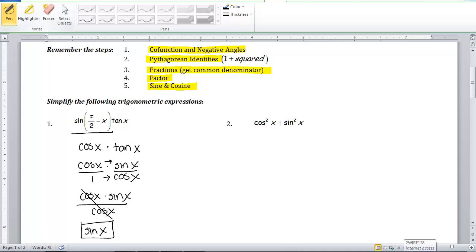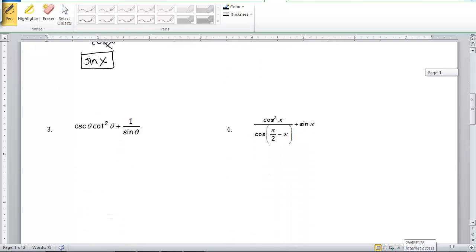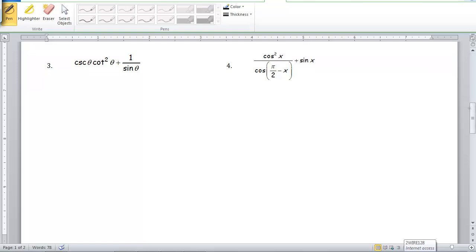Now let's look at number 2. There is no co-function or negative angles. But if I look, there are two terms. They are squared. This is actually our original Pythagorean identity, and therefore simplifies to a value of 1. That's all there is to be done. Let's now move on to number 3.